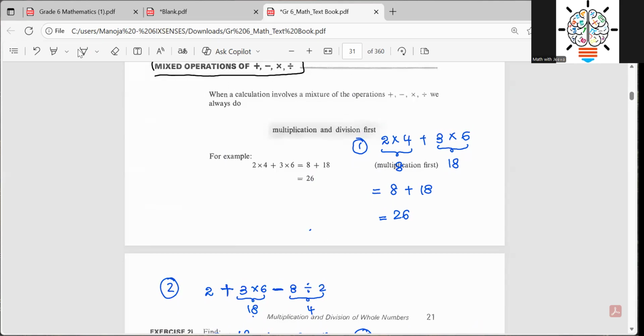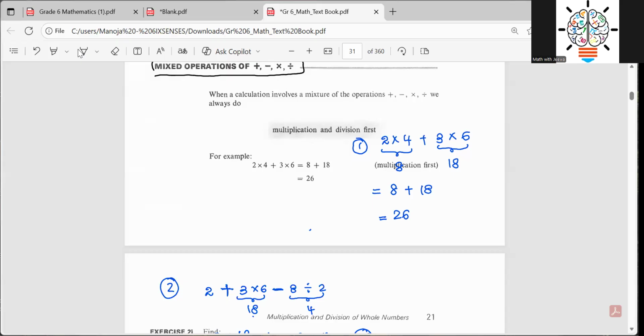You have addition, multiplication, subtraction, division. What do we do? We do the multiplication first. 3 times 6, 18. And then we do the division. Sometimes we can first do the division and do the multiplication later. So that is the correct order. But if you find the division and multiplication like this, in distant places, you can do them separately. You can do the multiplication separately and the division separately. 8 divided by 2, 4.